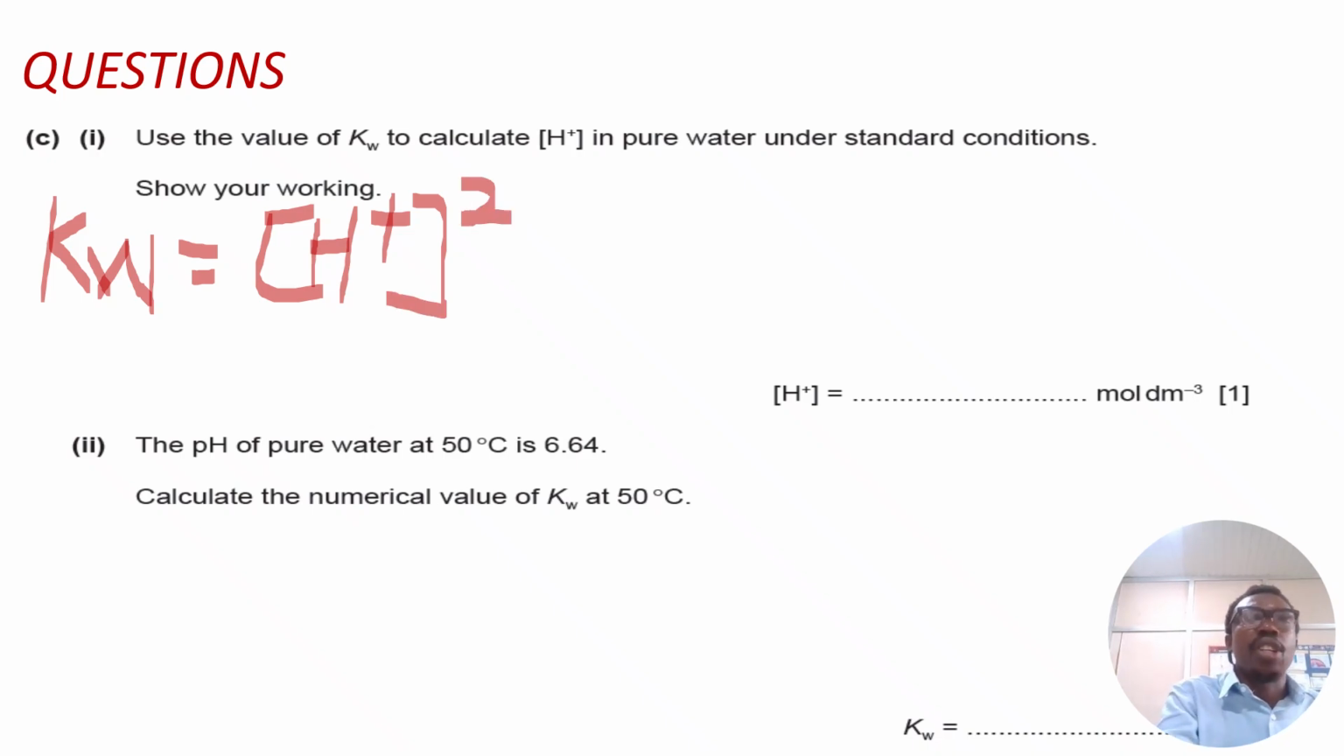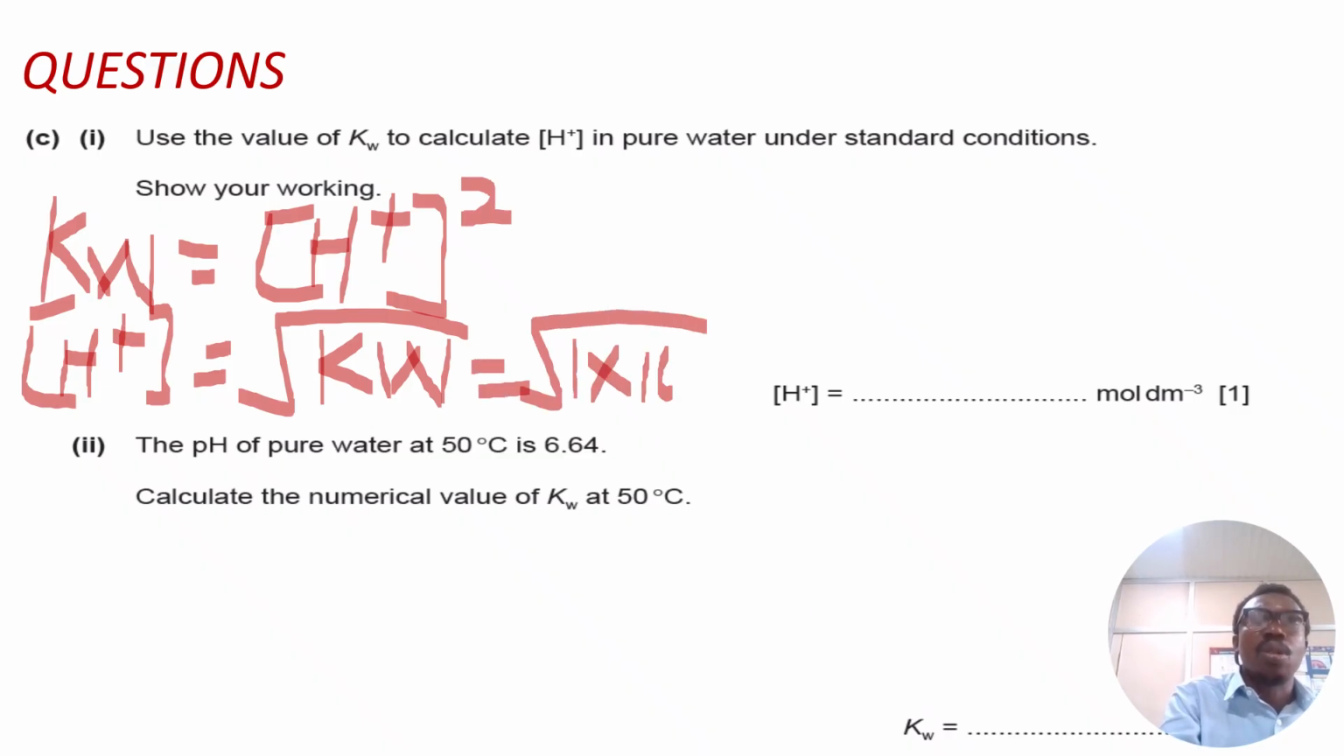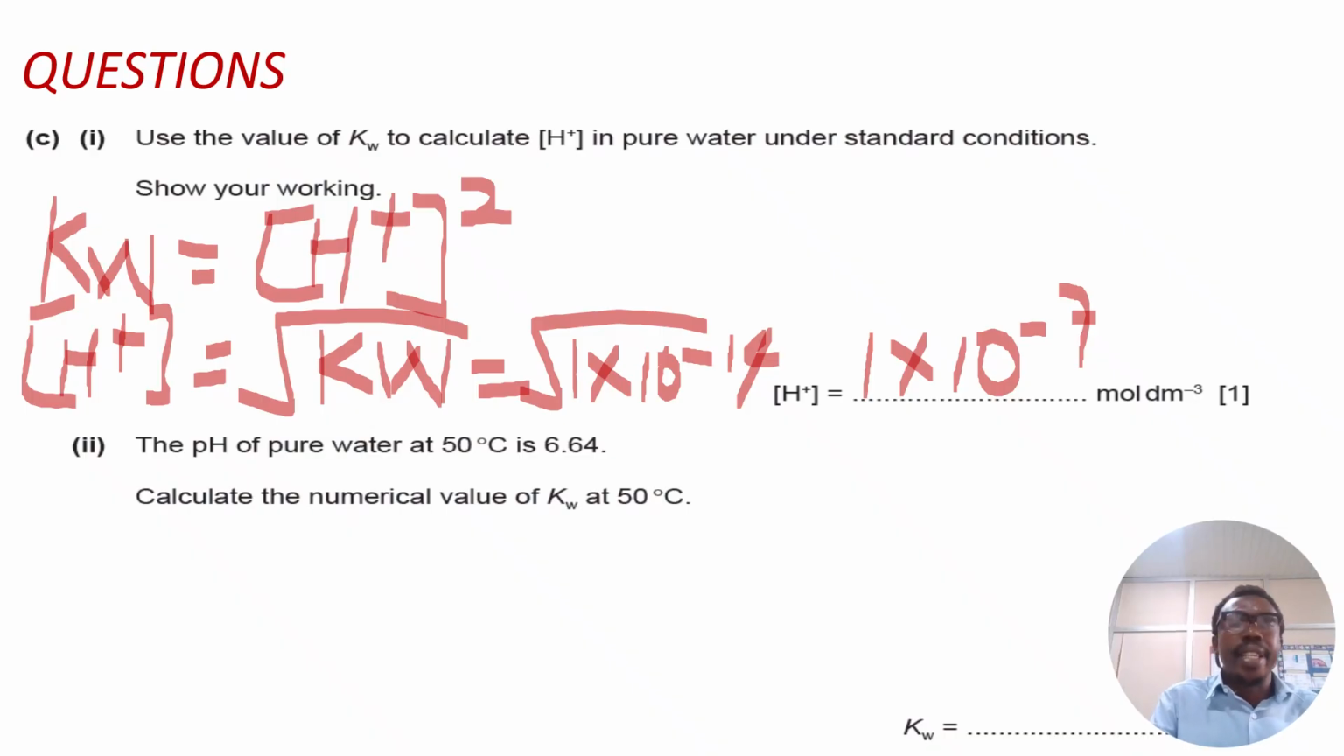So we have to calculate the hydrogen ion concentration. So the hydrogen ion concentration will be equal to the square root of Kw. And our Kw is a constant which is known as 1 times 10 raised to the power minus 14. So which will now be equal to the square root of 1 times 10 raised to the power minus 14, which will now be equal to 1 times 10 raised to the power minus 7 mole per dm³. So it's as simple as A, B, C.